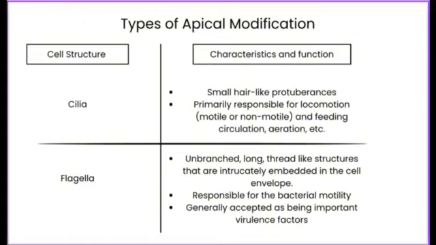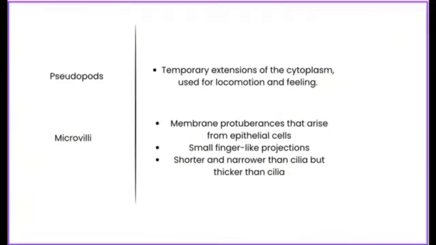Next is flagella. Its characteristics include being unbranched, long thread-like structures that are intricately embedded in the cell envelope. The main function of flagella is bacterial motility. Another fact about flagella is that they are accepted as being important virulence factors. Next, we have pseudopods. Pseudopods, as the name says, meaning false feet, are temporary extensions of cytoplasm. These cell modifications are responsible for locomotion and feeding.